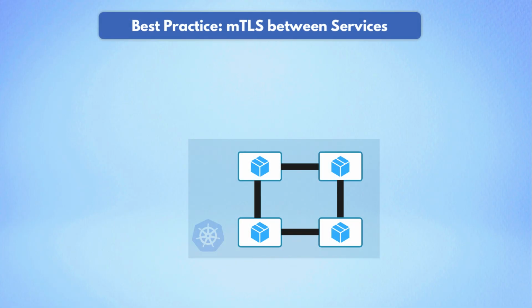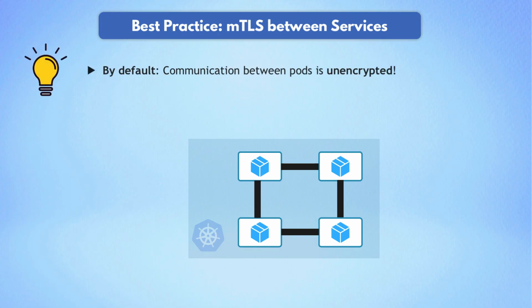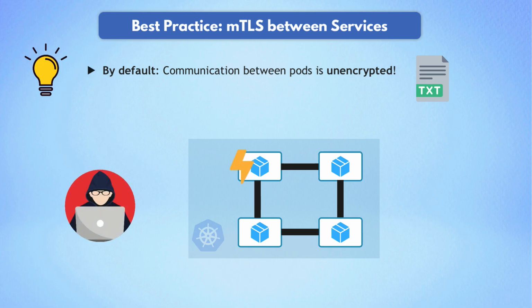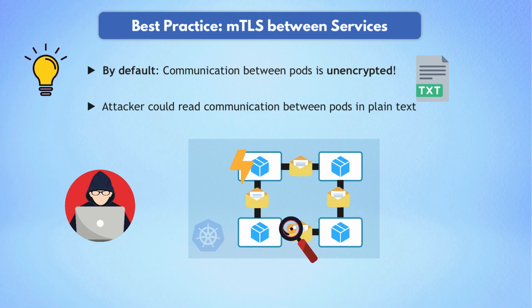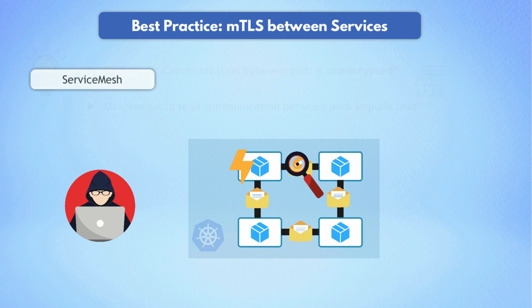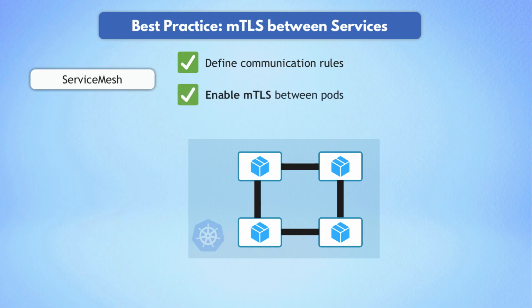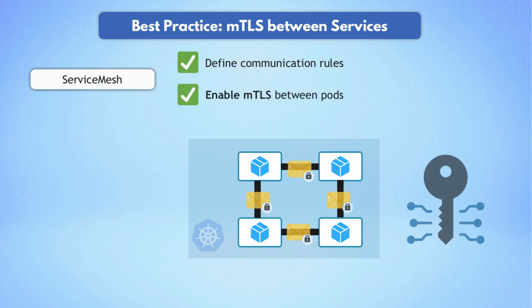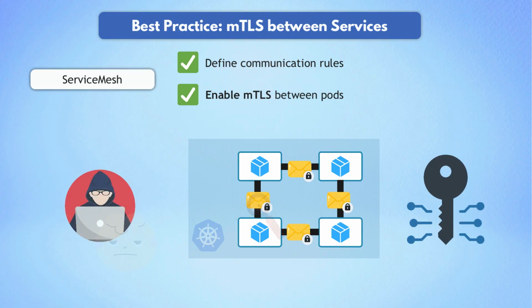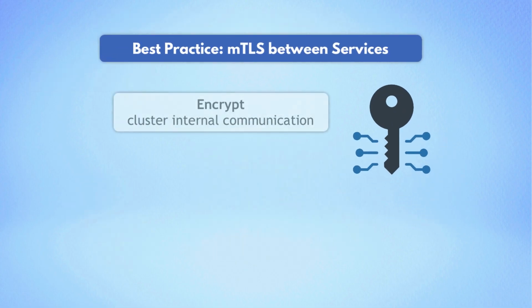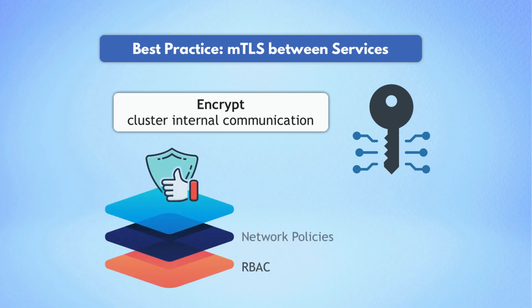Another part of pod communication is that by default, the communication between pods in Kubernetes is unencrypted. So if an attacker manages to get inside the cluster, they will be able to see all the internal communication between the pods in plain text because none of it is encrypted. With service mesh like Istio, in addition to defining the service communication rules, you can also enable mutual TLS between the services. So all the communication between them will be encrypted. And that means if an attacker sees the traffic inside the cluster, they won't be able to read it. So encrypting cluster internal communication is another good security practice that will give you an additional layer of security.